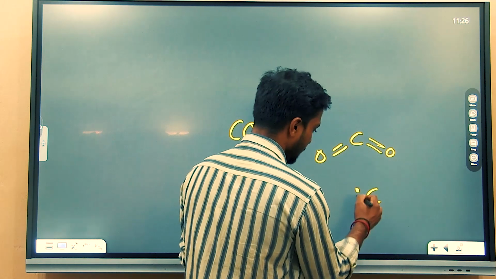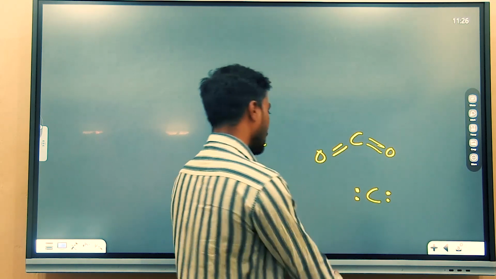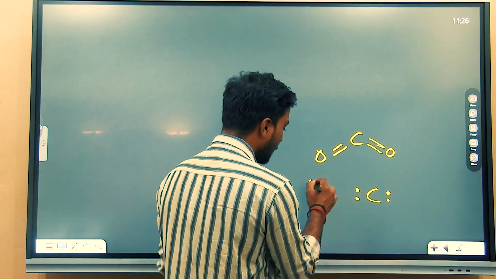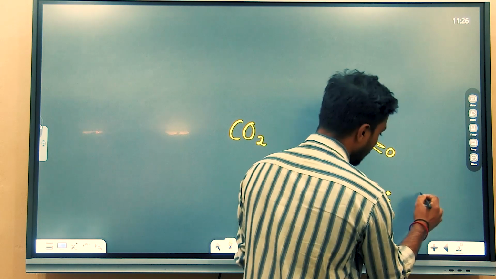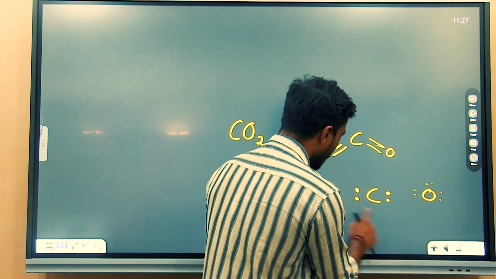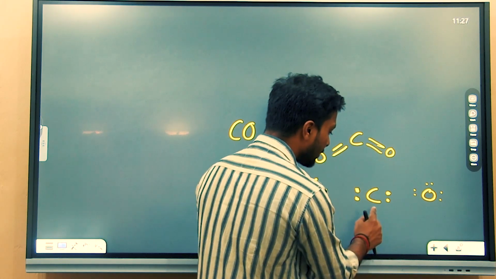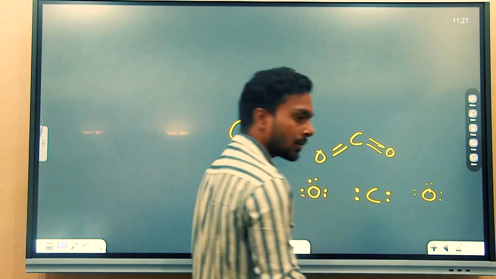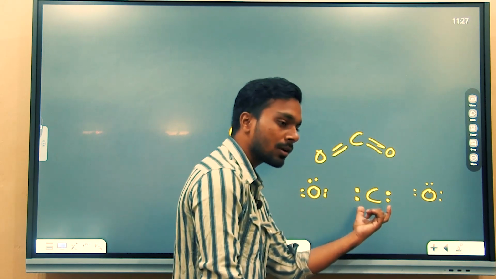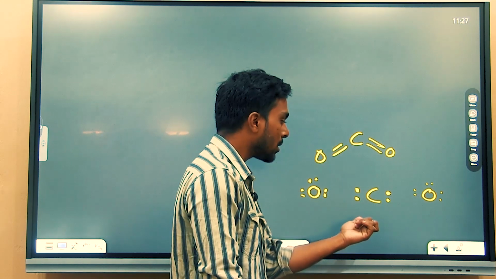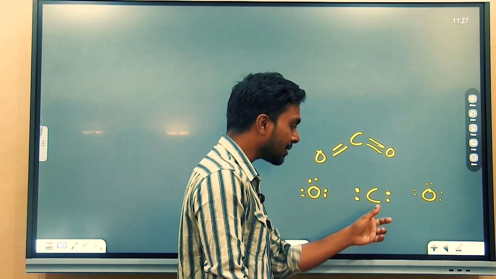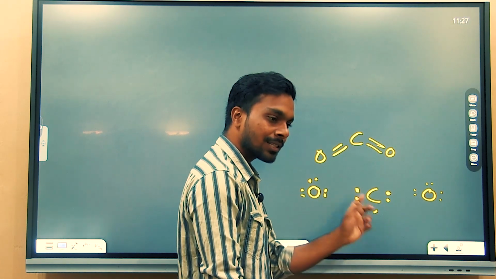See, how many electrons in the outermost shell of the carbon? 4. Good. Oxygen. How many electrons in the outermost shell of the oxygen? Good. How many electrons are needed for carbon to complete its octet? How many electrons does carbon have right now? 4. How much more is needed?